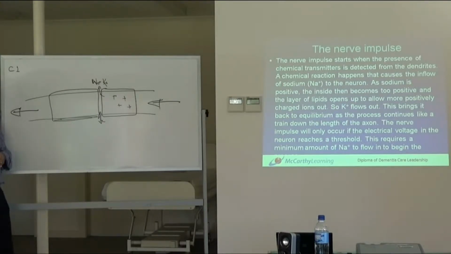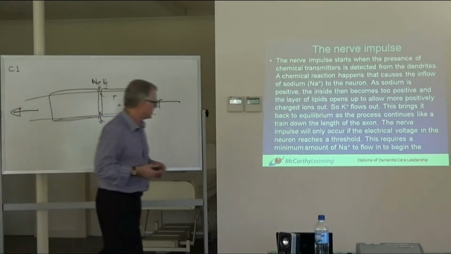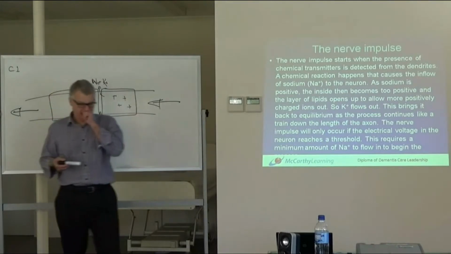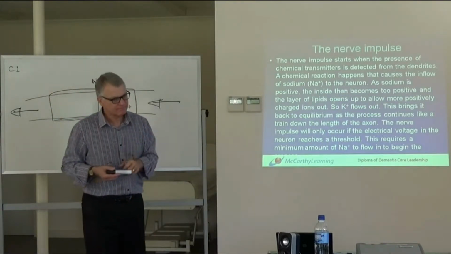The nerve impulse will only occur if the electrical voltage in the neuron reaches a threshold, and I'll show you that shortly. This requires a minimum amount of sodium to flow out to begin the process. Does that make sense? Yeah.